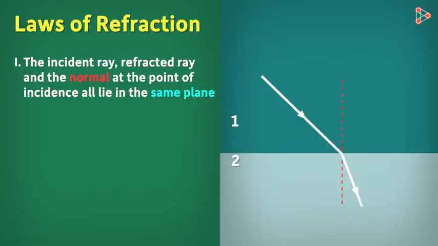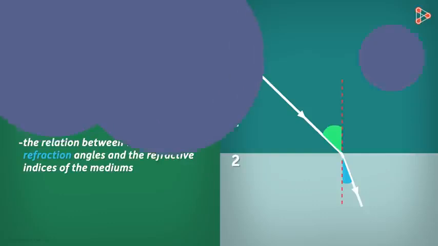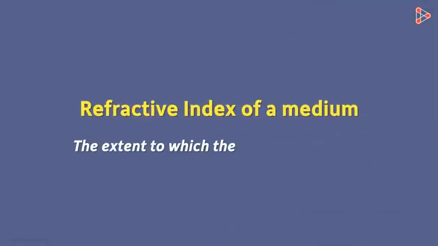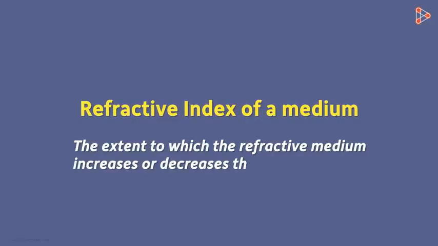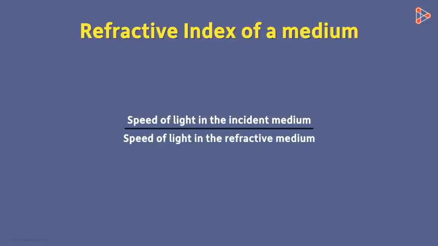The second law is also called Snell's law of refraction. Snell's law gives us the relation between the incident and refraction angles and the refractive indices of the mediums. What is the refractive index of a medium? It is the extent to which the refractive medium increases or decreases the speed of light. Mathematically, it is the ratio of the speed of light in the incident medium to the speed of light in the refractive medium. It's denoted by n and the two numbers in the base are the two mediums.